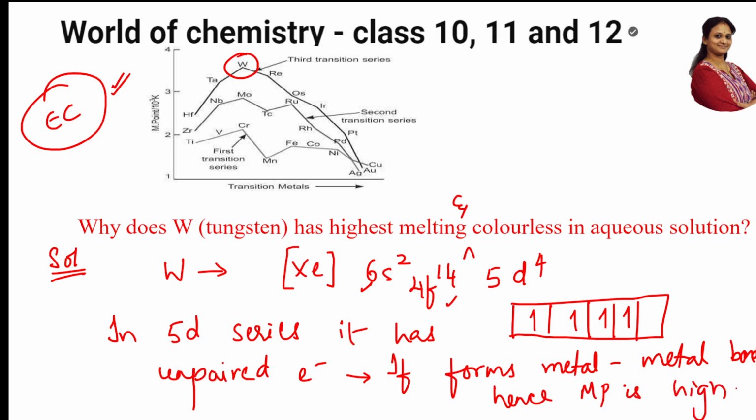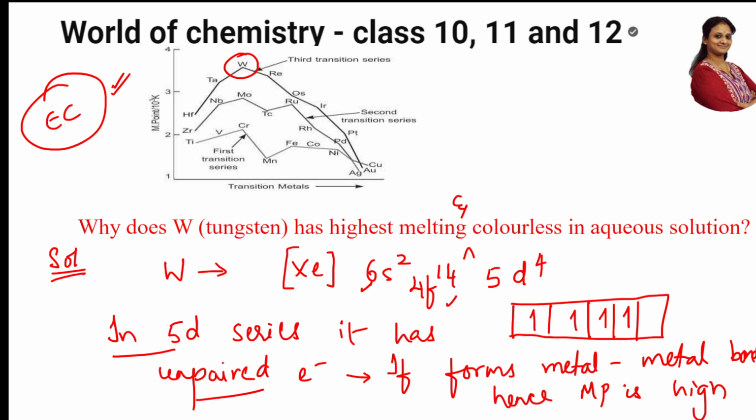You are going to write the answer like this only. They're not talking about colorless and aqueous solution. They've given you a condition. So just talk in terms of bond or weak atomic interactions, weak attractions. So what did I say? I started with unpaired electrons. Then I said it forms metal bonding, because of which melting point is high.